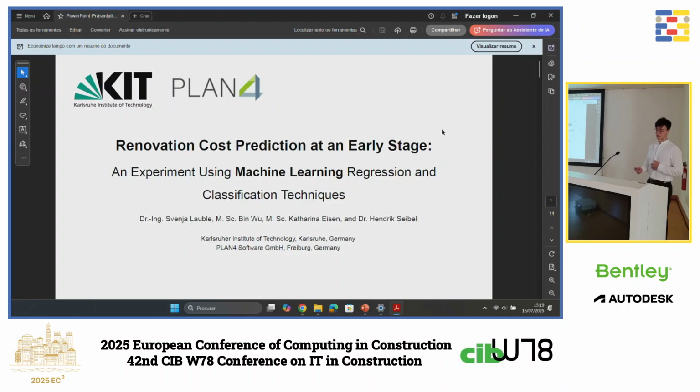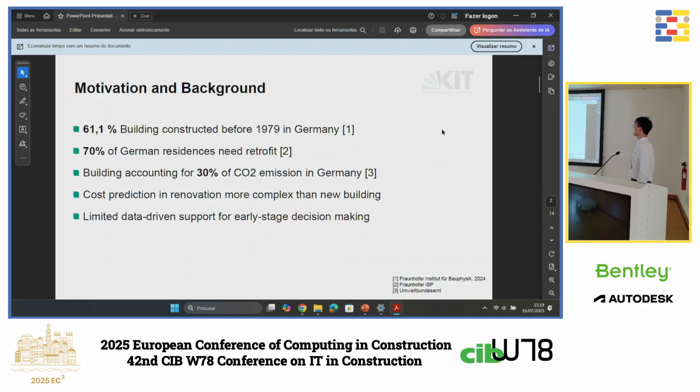So this is going to be an experiment using machine learning to predict the renovation cost. Okay, first I want to give you some numbers. It's in the context of Germany. About 60% of the buildings were constructed before 1979. Why is that? Because after 1979, the first building energy efficiency law came into force. So the buildings after that time were well insulated. So about 70% of German residences need a retrofit. That's a huge number, and it's the reason why renovation cost prediction is so important.